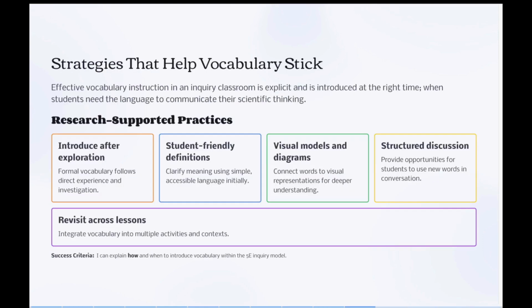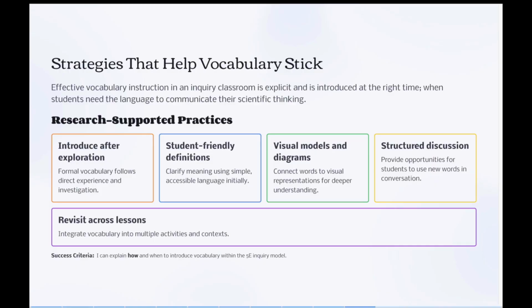There are strategies that help vocabulary stick. Effective vocabulary instruction in an inquiry classroom is explicit and is introduced at the right time, when students need the language to communicate their scientific thinking. So here are some research-supported practices to help with that.